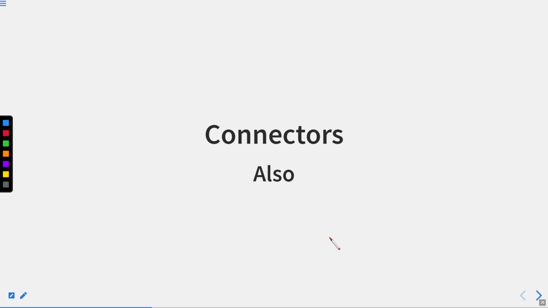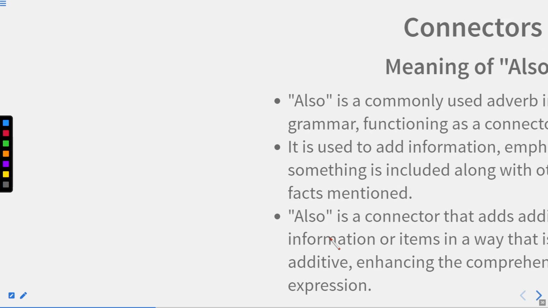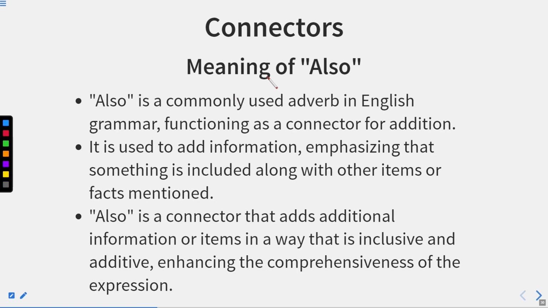Now we'll discuss another connector that is also. So from here we'll start with another connector that is also. Okay, so let's begin this part. First of all, we'll discuss the meaning of also. Also is a commonly used adverb in English grammar, functioning as a connector for addition. So when we add something extra to the information which is already given, there we use also.